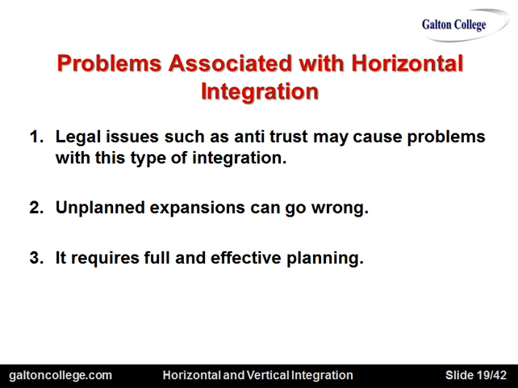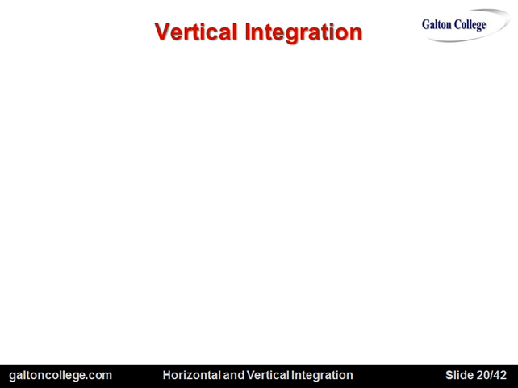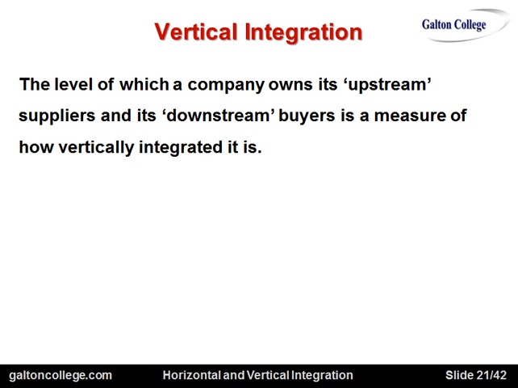Now let's turn our attention to vertical integration. The level to which a company owns its upstream suppliers and its downstream buyers is a measure of its vertical integration. Companies may move forward towards the customer or backwards towards the raw materials. And that's what we mean by vertical integration. If the company moves closer to the market, it is vertically integrating. It's moving from, perhaps, production to also selling the product. That's vertical integration.